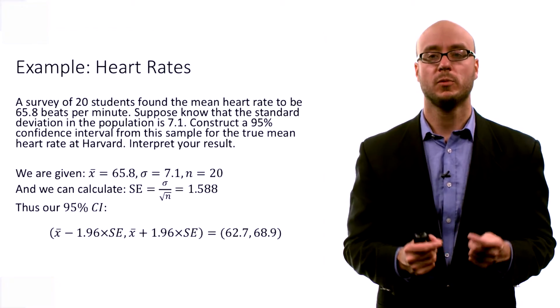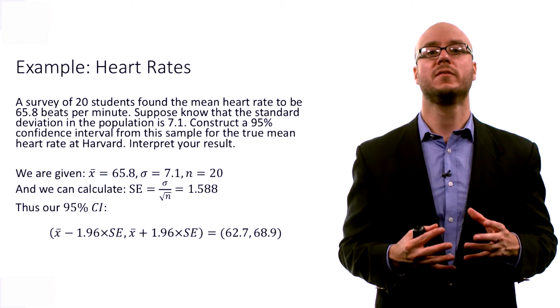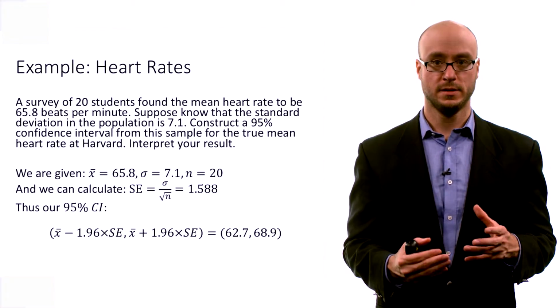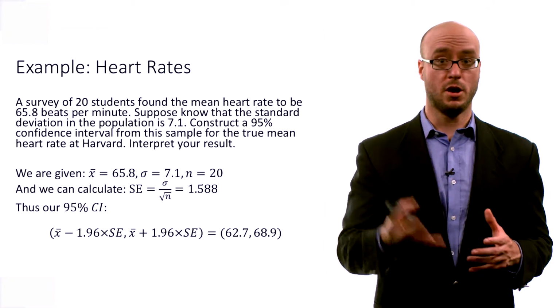Now to interpret that, we say we're 95% confident that the true population mean heart rate, in which the population is all Harvard students, is between 62.7 and 68.9. To put it another way, if we were to repeatedly and randomly take samples of size 20 students from the population of all Harvard students, we'd expect 95% of these intervals to contain the true population mean.